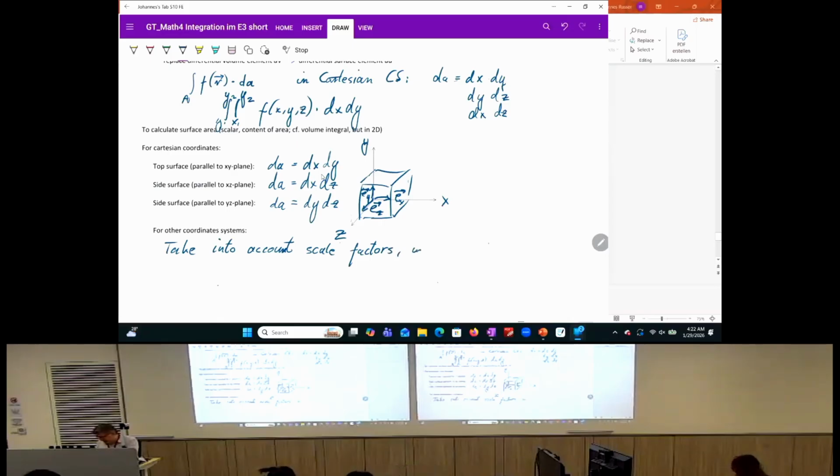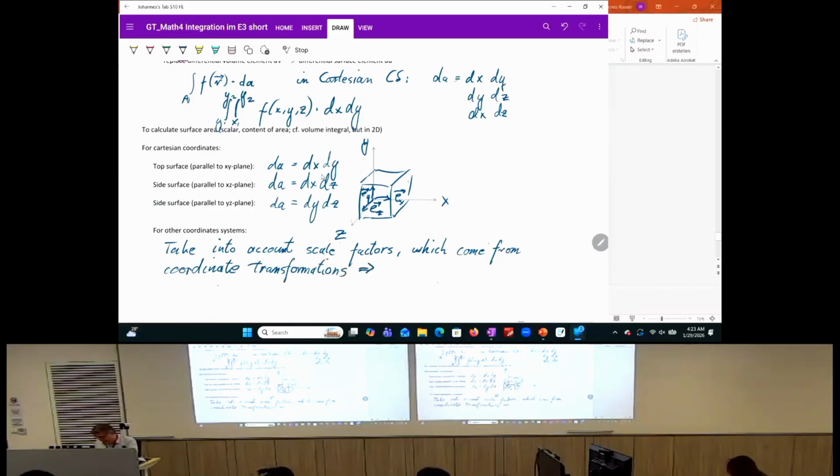But then in the end, you can look those all up in your mathematical handbook, respectively. I have collected some for you in this formula sheet, which I have uploaded. So you have to make sure that you take into account scale factors, which come from the coordinate transformations.